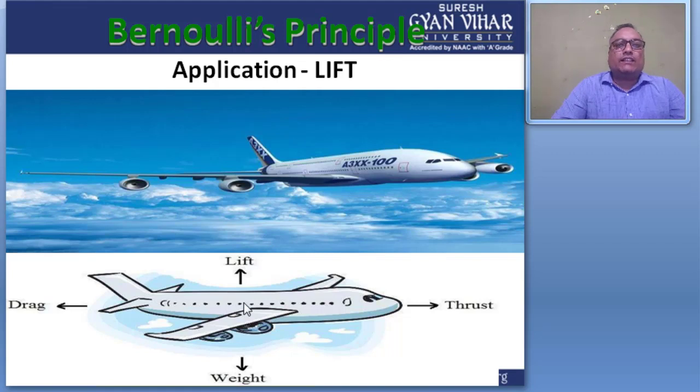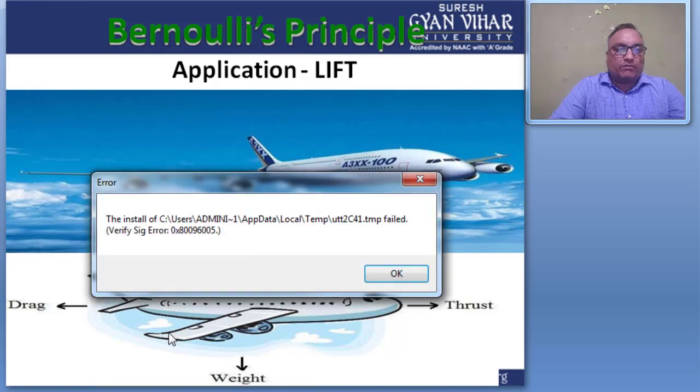Lift is created on the upward side. Then there is the weight of the aeroplane, which always acts in the downward direction due to gravity, and this is the thrust, produced by the jet engine, and this is the drag. Drag is always opposite to the aircraft, in the backward direction. This is one force, drag, and the drag force is Fd equal to CD times half rho V squared times A. This is the drag force formula.